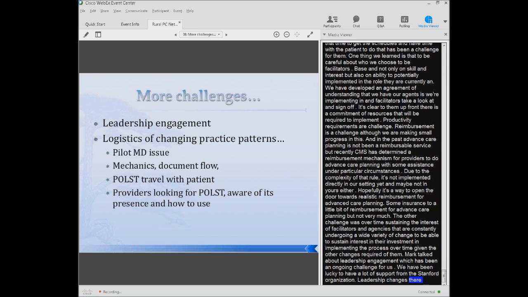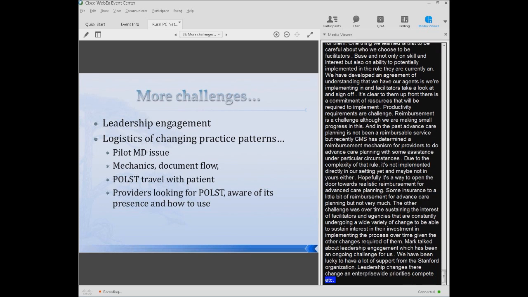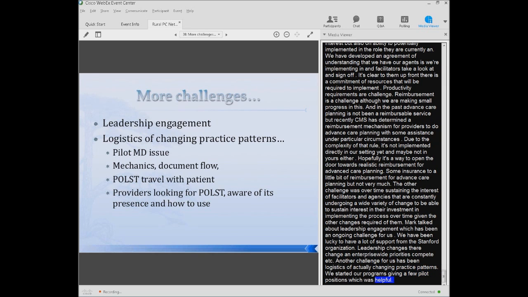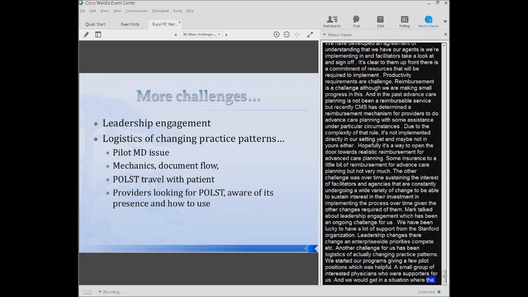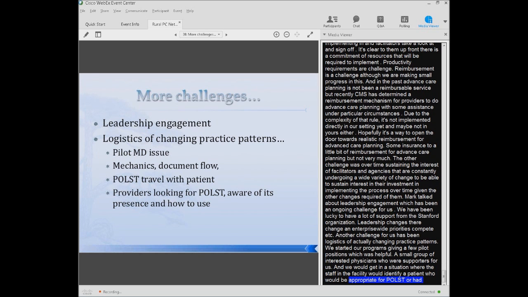Another challenge for us has been the logistics of actually changing practice patterns, and we started our program using a few pilot physicians, which was really helpful, a small group of really interested physicians who were supporters for us. Then we would get into the situation where the staff in a particular facility would identify a patient who would be really appropriate for POLST or who had heard about POLST, and their physician wasn't already oriented to POLST. So that was a challenge for us to figure out how to resolve.